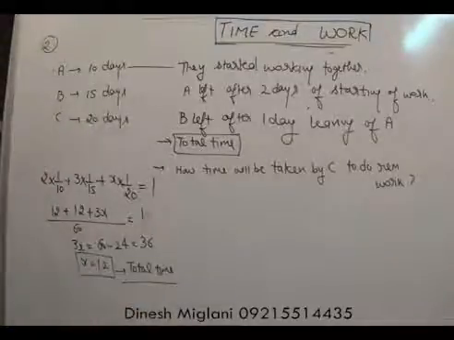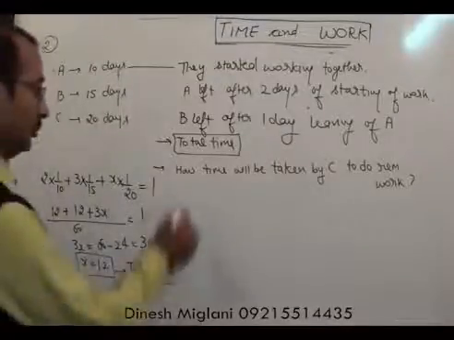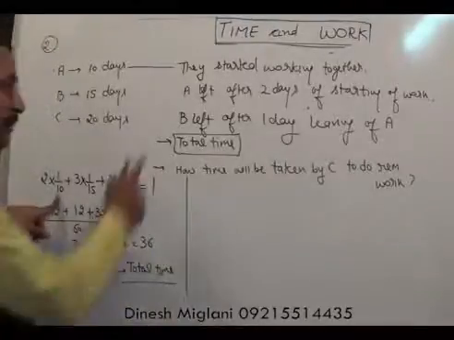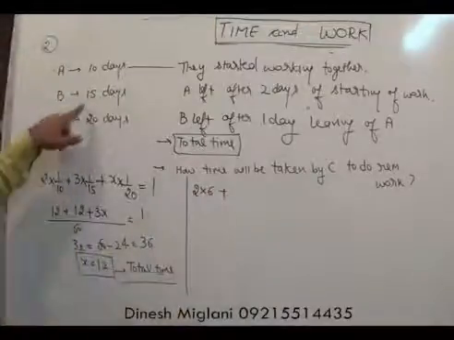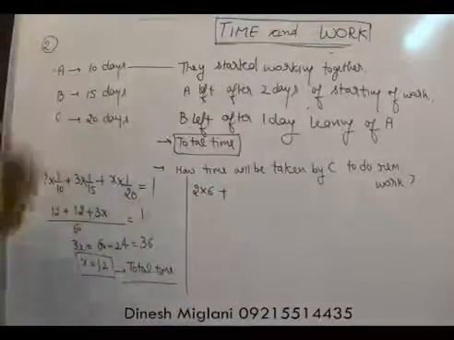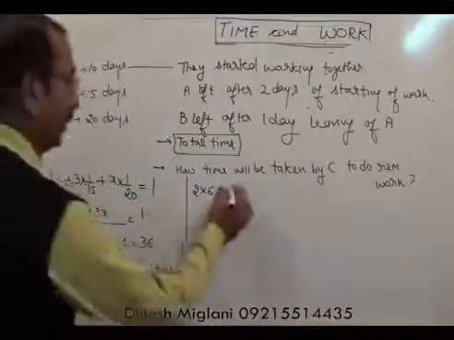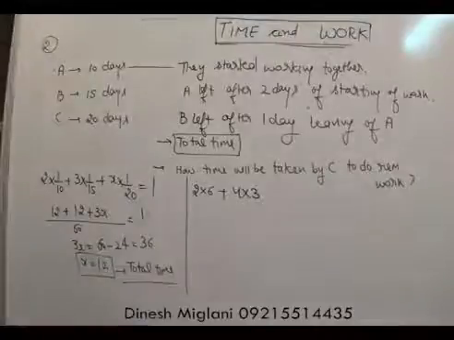Or you can answer this question by taking the total work to be 60. With that approach also, nothing will change. A's 1 day work is 6. He worked for 2 days. That will be 2 into 6. B's 1 day work is 4, because we are taking total work to be 60 as we took in the earlier question. He had worked for 3 days. That would be 4 into 3.